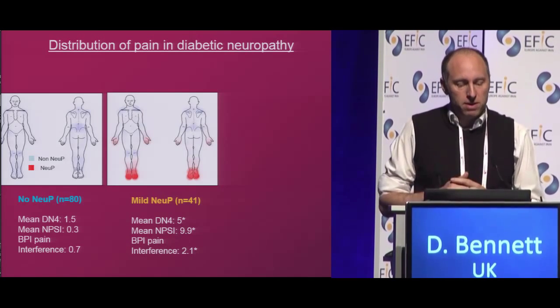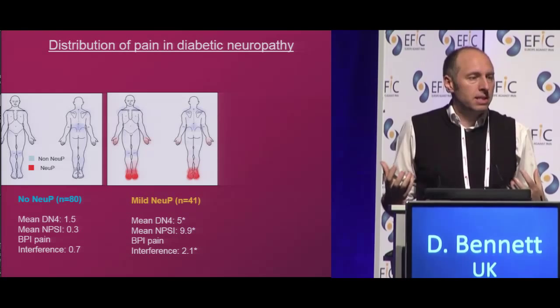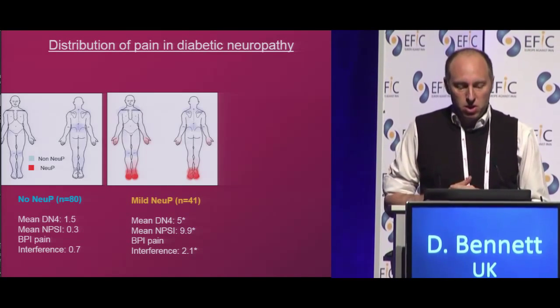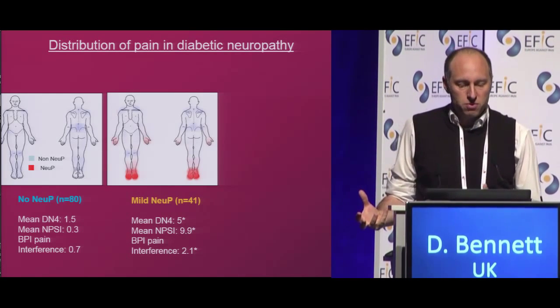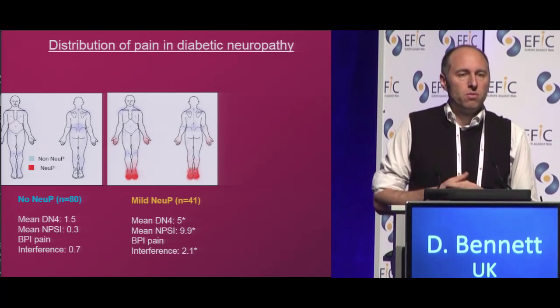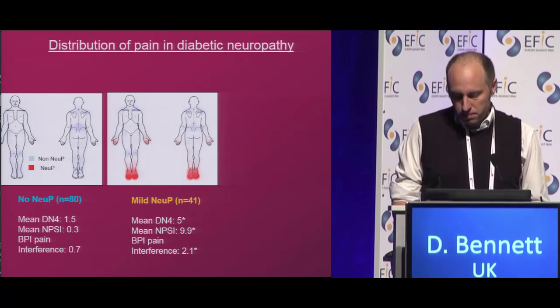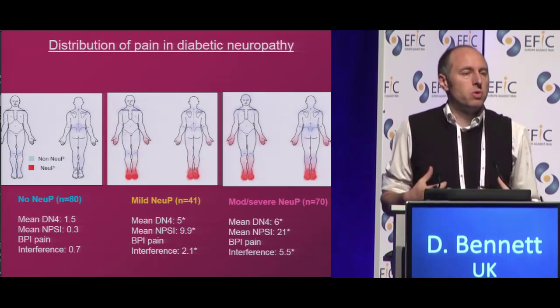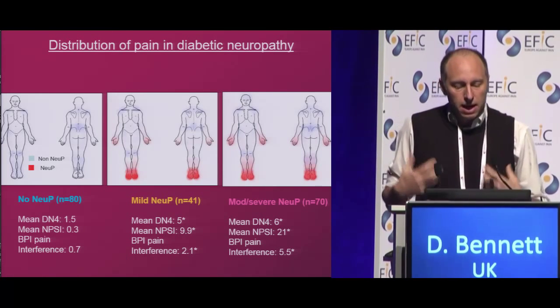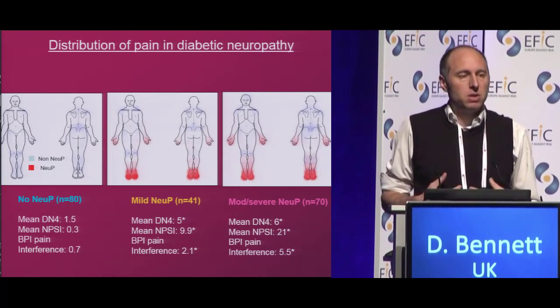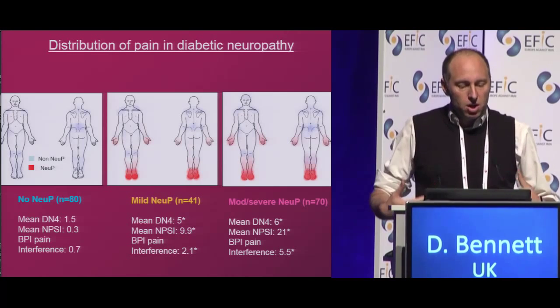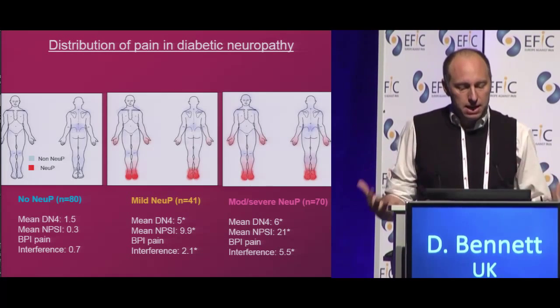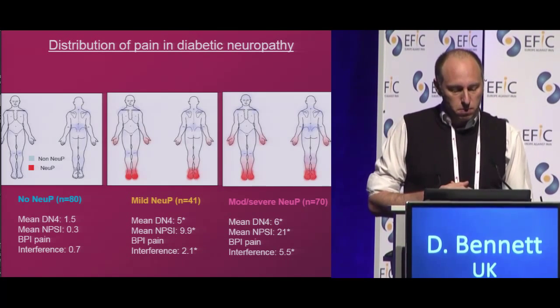Those with mild neuropathic pain, well actually we're now seeing the classic distribution of pain in diabetic neuropathy with particular emphasis on the feet, and some patients also reporting pain in their hands. And when it comes to those groups with moderate to severe neuropathic pain, again, predominance in their feet, actually we're seeing more involvement, a significantly greater distribution of the pain, particularly in the hands, in those patients.